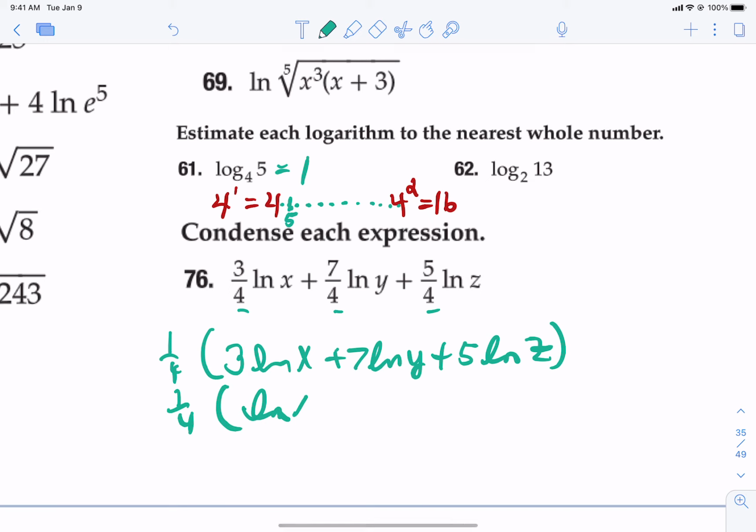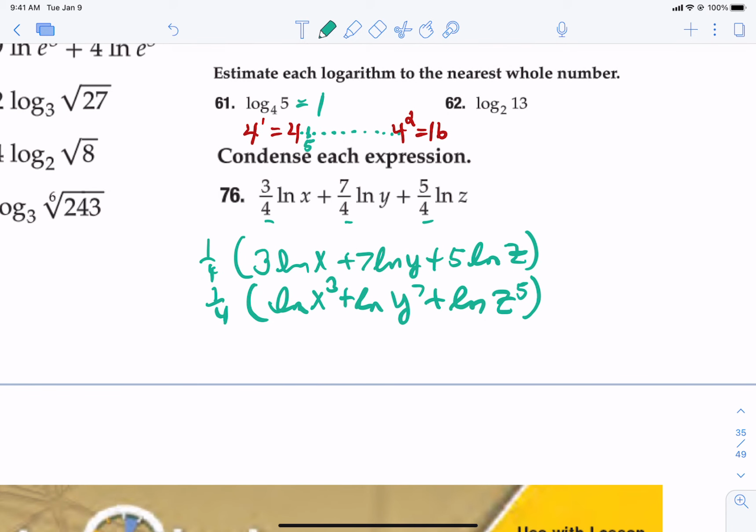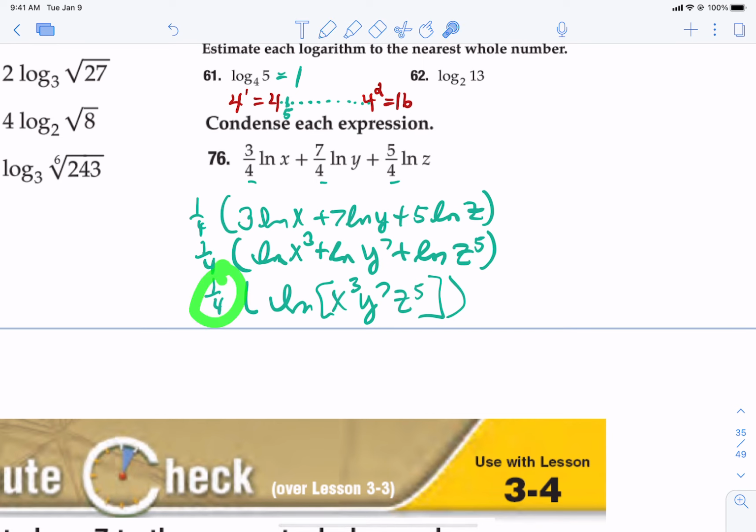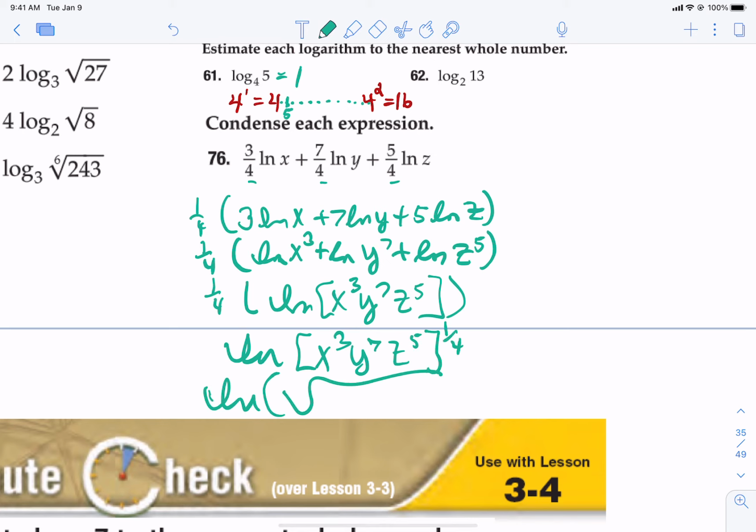And so this is the natural log of x cubed plus the natural log of y to the 7th, plus the natural log of z to the 5th. Okay. And now, since all of these are added, they can be condensed into one logarithm by multiplying them together. So this is 1/4 the natural log of x cubed times y to the 7th times z to the 5th. And we learned that anything that's in front can come in as a power. And so this is really to the 1/4, which is the 4th root.